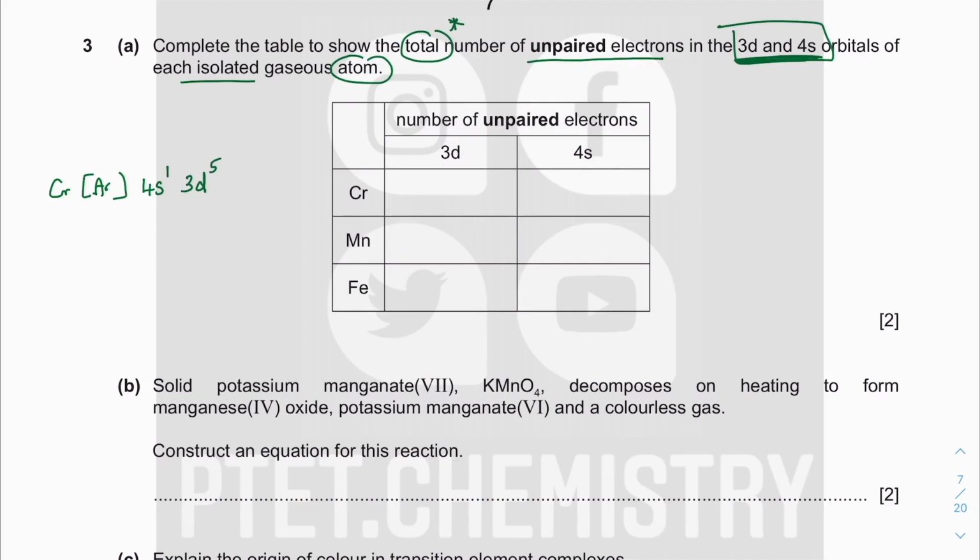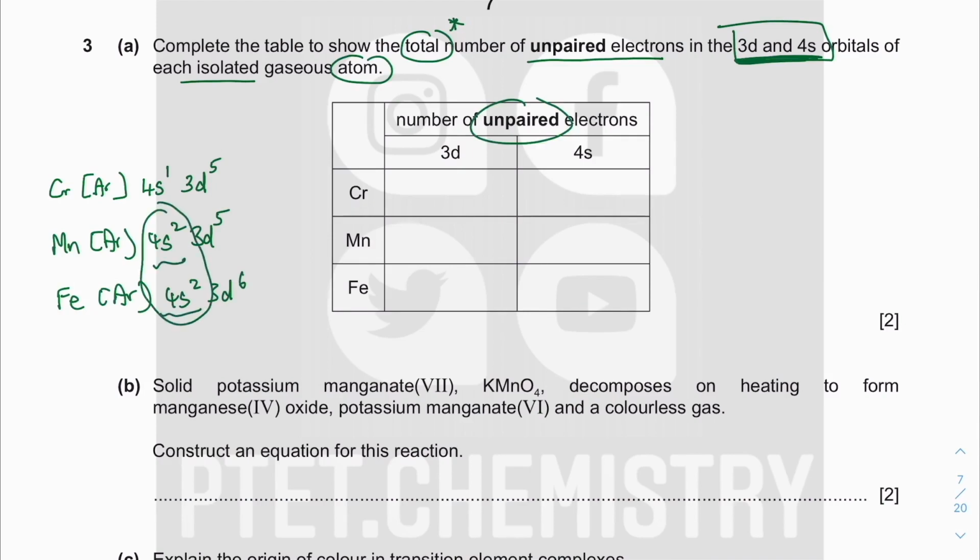Okay, so for manganese there is no such issue, so it's 4s2 3d5, and then for iron it is argon 4s2 3d6. Unpaired, right? Okay, so these are paired, so these two are paired electrons. Okay, so 4s1 is going to look like that.